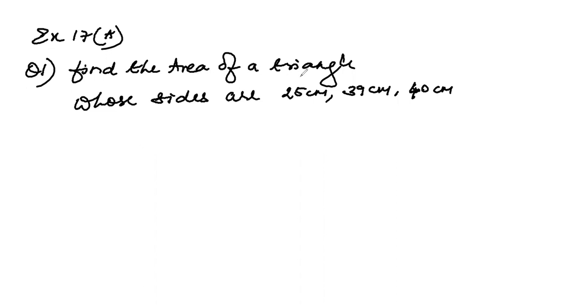मतलब आपको एरिया ऑफ ट्रायंगल निकालना है, उसको तीनों साइड्स दिया है. जब भी तीनों साइड्स दिया है, आपको हेरॉन्स फॉर्मूला ही यूज करना है. What is Heron's formula? Area of a triangle is root of S into S minus A into S minus B into S minus C. A, B, and C are sides of the triangle. S is the semi-perimeter.